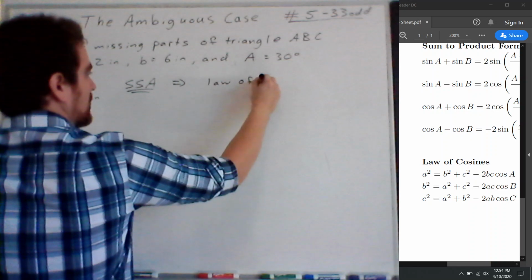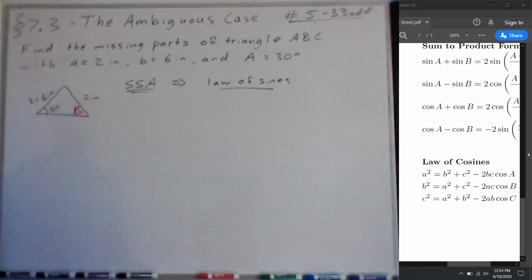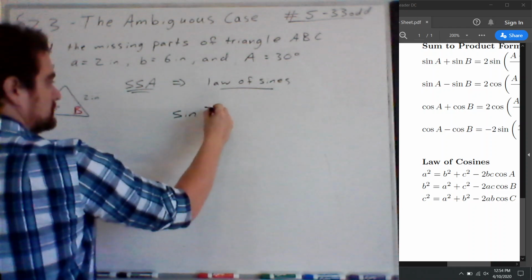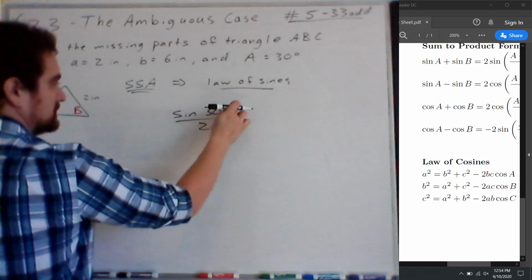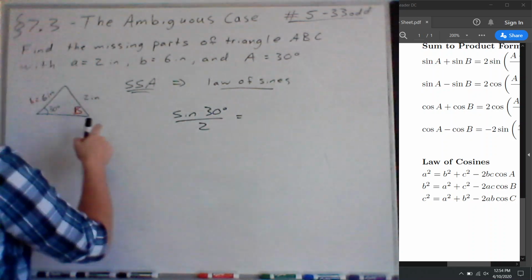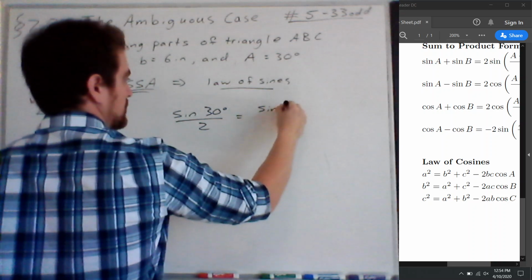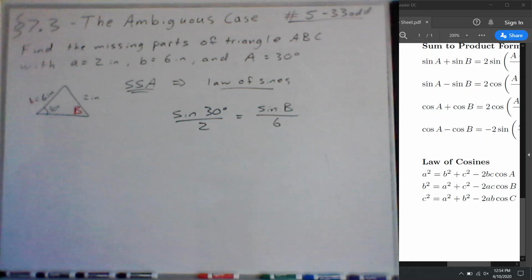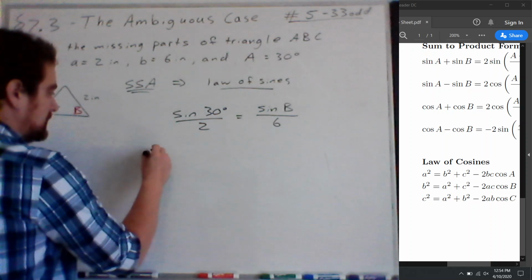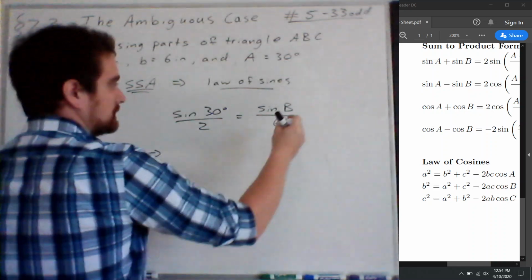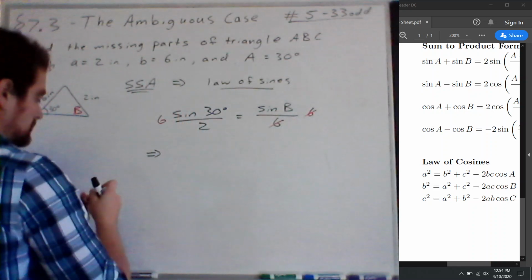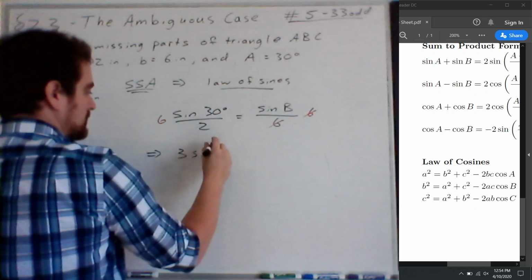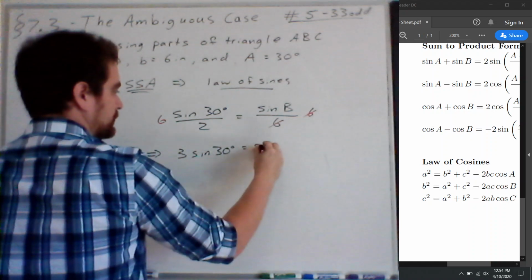If we apply the law of sines, that's the way I like to do it. Start off with law of sines by saying sine of 30 degrees over 2. That's sine A over a is equal to sine B over b. I don't know capital B, but I do know little b. Let's see what this gets us. If I multiply both sides by 6 to solve for sine of capital B, 6 divided by 2 is 3. So we've got 3 sine of 30 degrees is equal to sine of B.